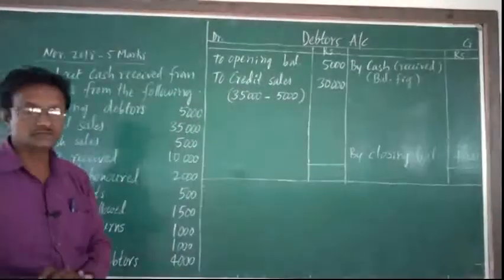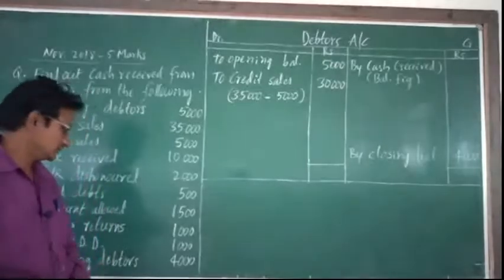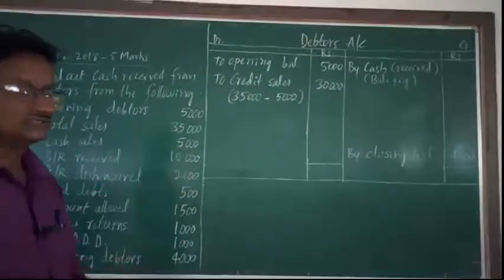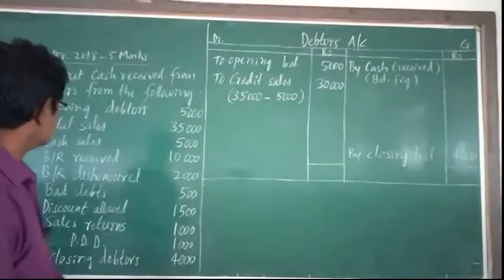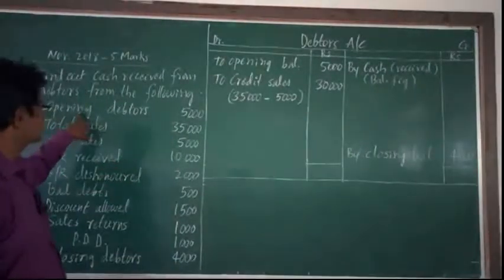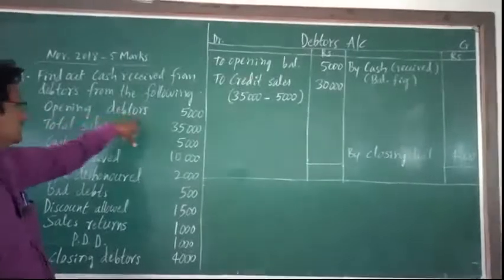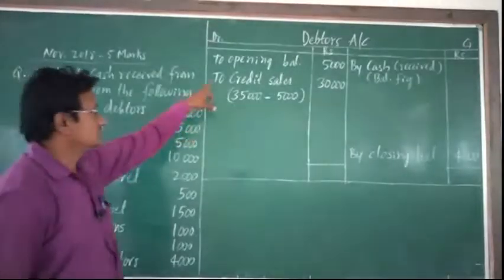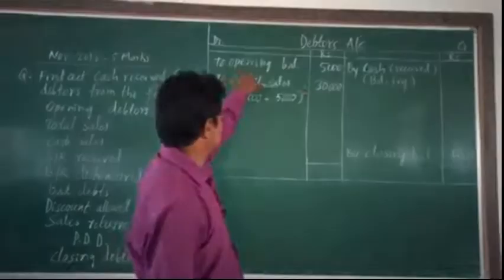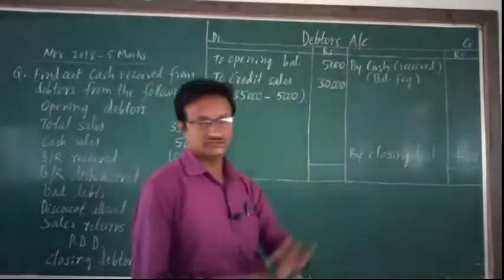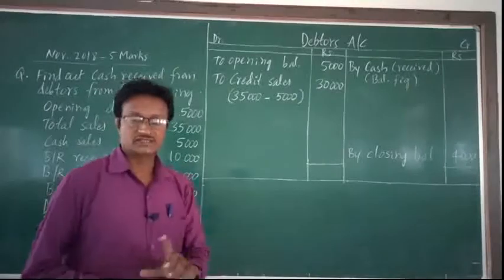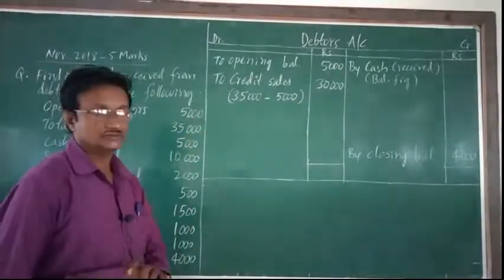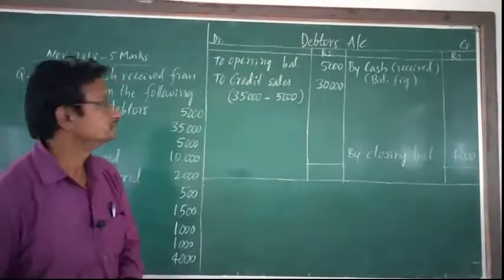So now we have to enter the transactions in the debtors account. The first item is opening debtors, that is 5,000 rupees. This item has to be taken as opening balance 5,000, because debtors account always shows a debit balance, so opening balance should be taken on the debit side.